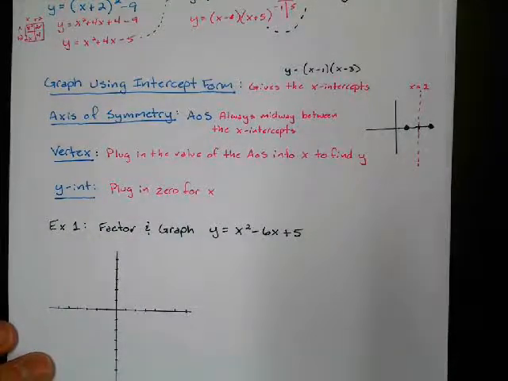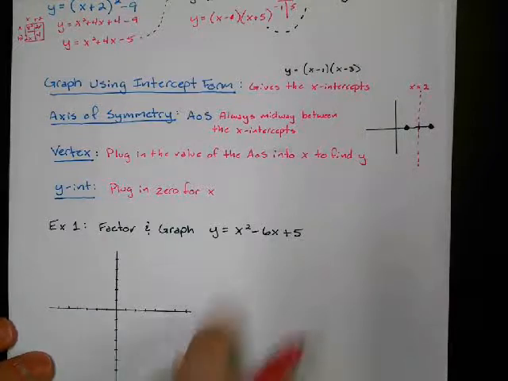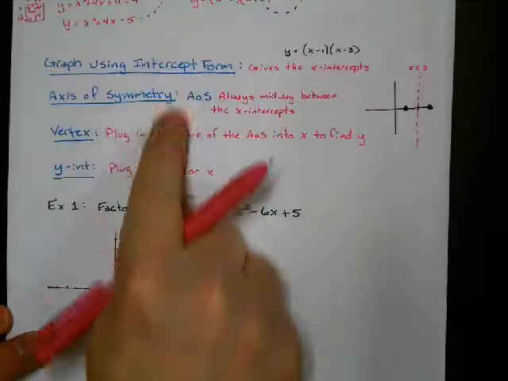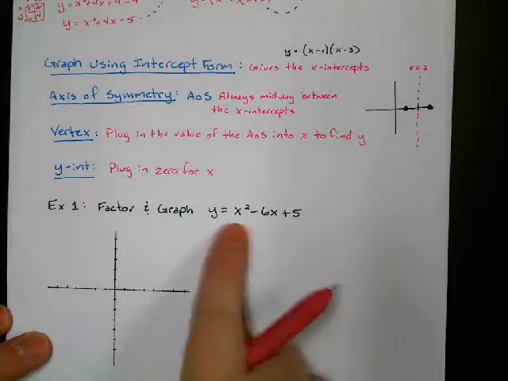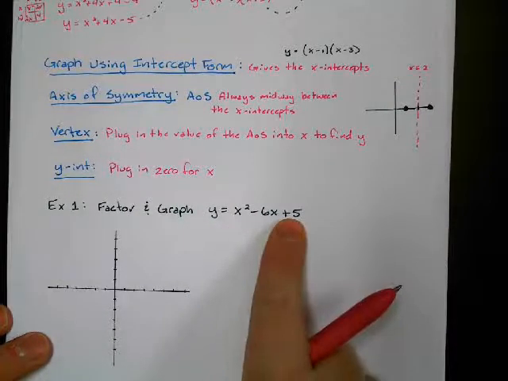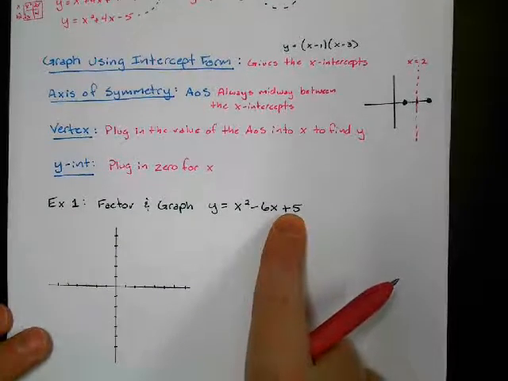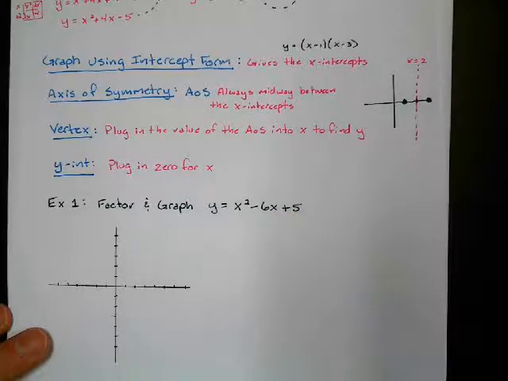All right, so here we go. We're going to use this information here to graph this one. Right now, this one is in standard form. We're going to put it into intercept form so that we can find the x-intercepts. Okay, so we're going to go ahead and factor this.